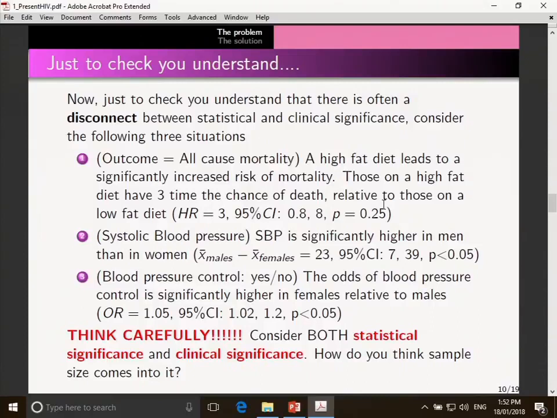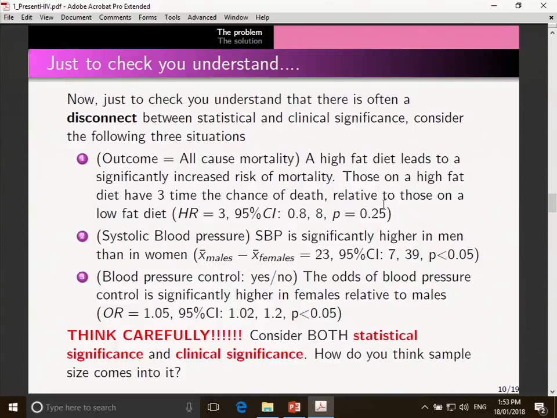The third case, blood pressure control. Yes, no. So a binary outcome. The odds of blood pressure control is significantly higher in females relative to males. We have an odds ratio of 1.05. Okay, so 5% higher odds in women relative to men. There's our confidence interval, 1.02 to 1.2. P is less than 0.05. Statistically significant. Unlikely to be due to chance. Clinically important? No.